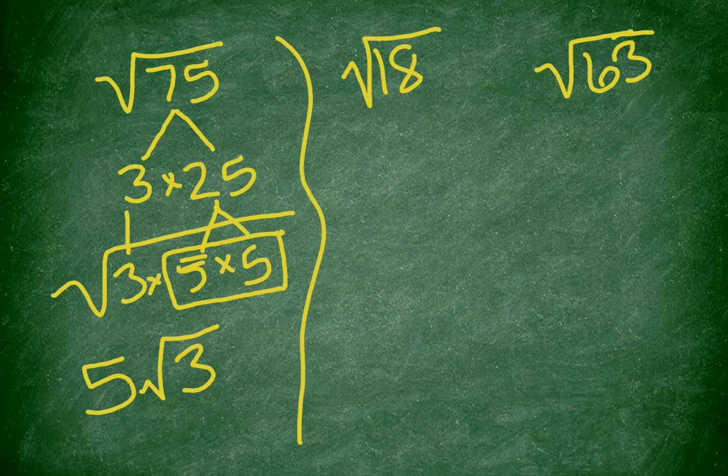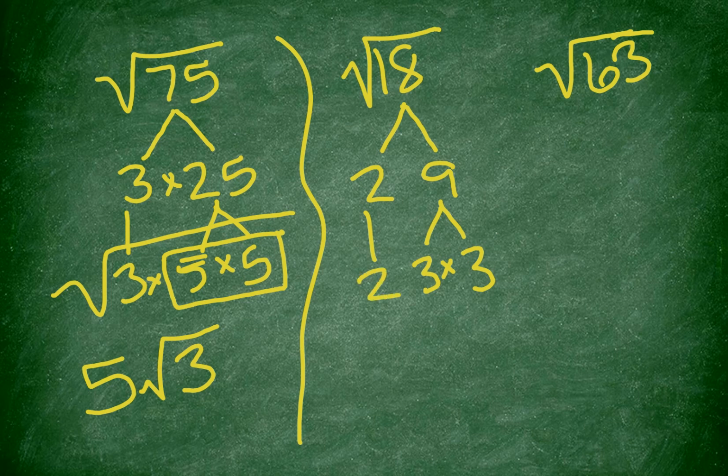Okay, next problem. So here I have 18. When I think about what two numbers multiply together, you could say 2 times 9 or 3 times 6. I'm thinking 2 times 9. And the reason for that is as I go through this in my head, I divide by perfect squares. And 9 is a perfect square because 9 is 3 times 3. Just like on the previous problem, 25 is a perfect square because it's 5 times 5.